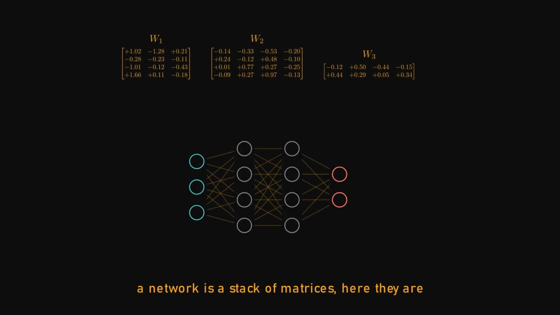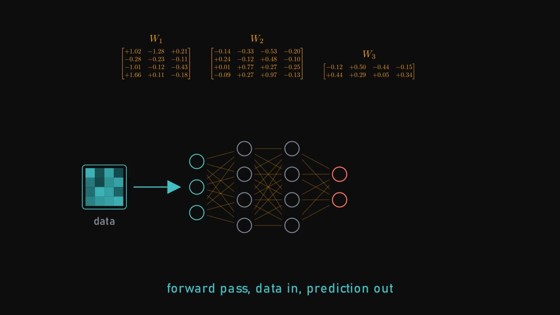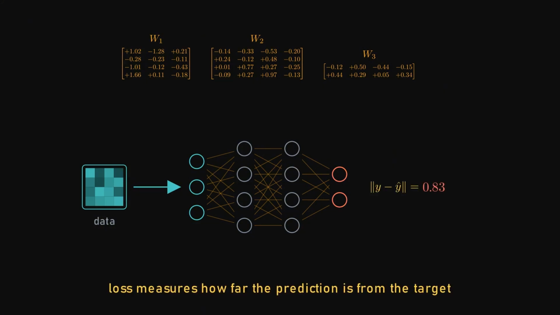So a network is a stack of these matrices. Data flows in, each one transforms it, and everything the network knows lives inside their numbers. So training has a concrete meaning. Find the right numbers to put in the matrices. They start random and useless. Training adjusts them until the network is good.